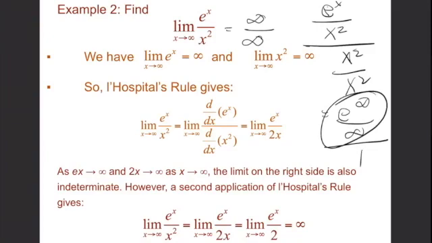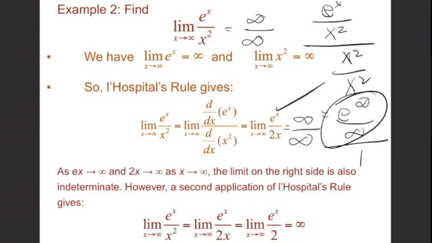So, let's apply L'Hôpital's Rule. Get the first derivative of e to the x. The derivative is e to the x. The derivative of x squared is 2x. Now, evaluate again. e to the x, as x approaches infinity, is infinity. 2 times infinity is still infinity. So, since it is still infinity over infinity, we can apply L'Hôpital's Rule a second time. So, it can be applied a second time, third time, and so on.